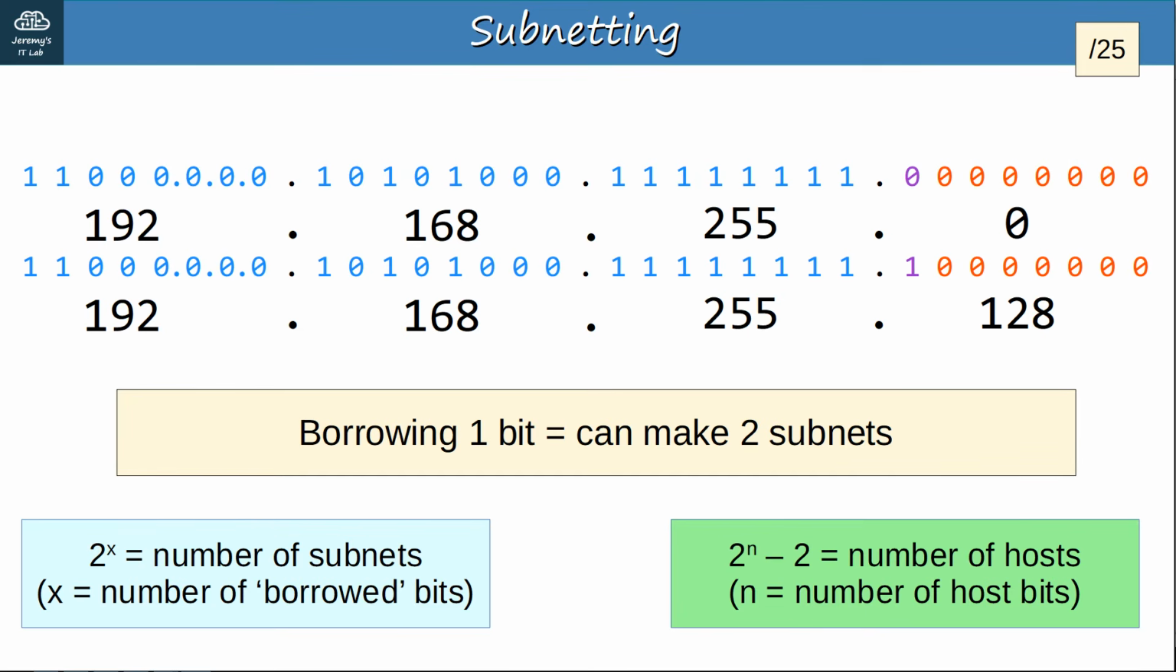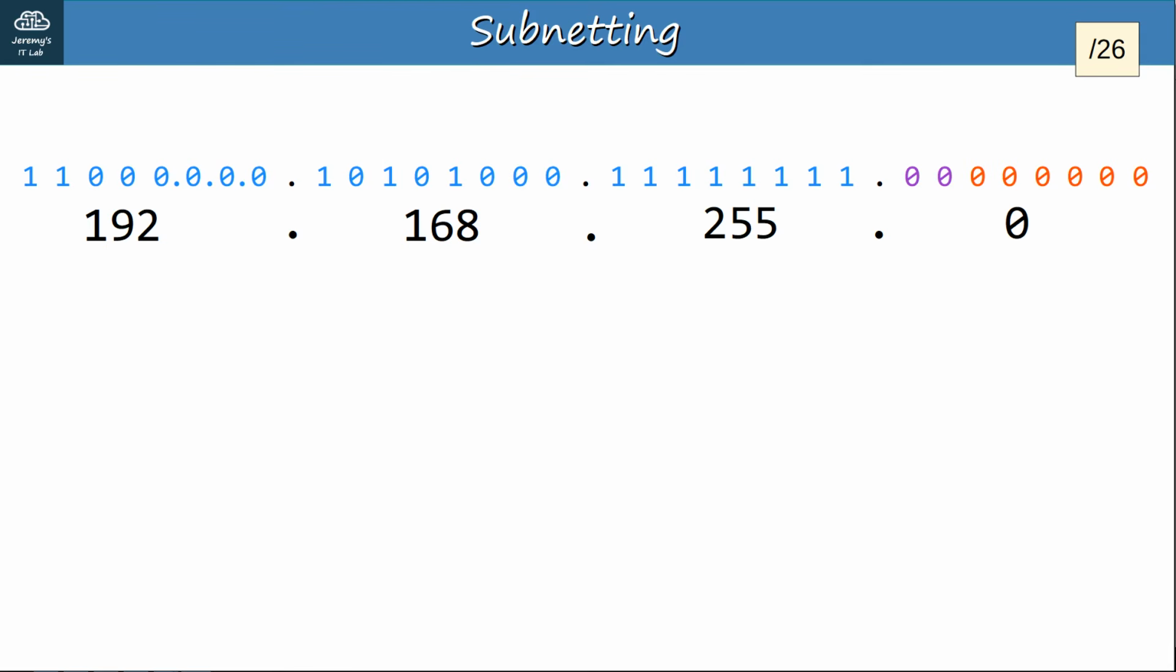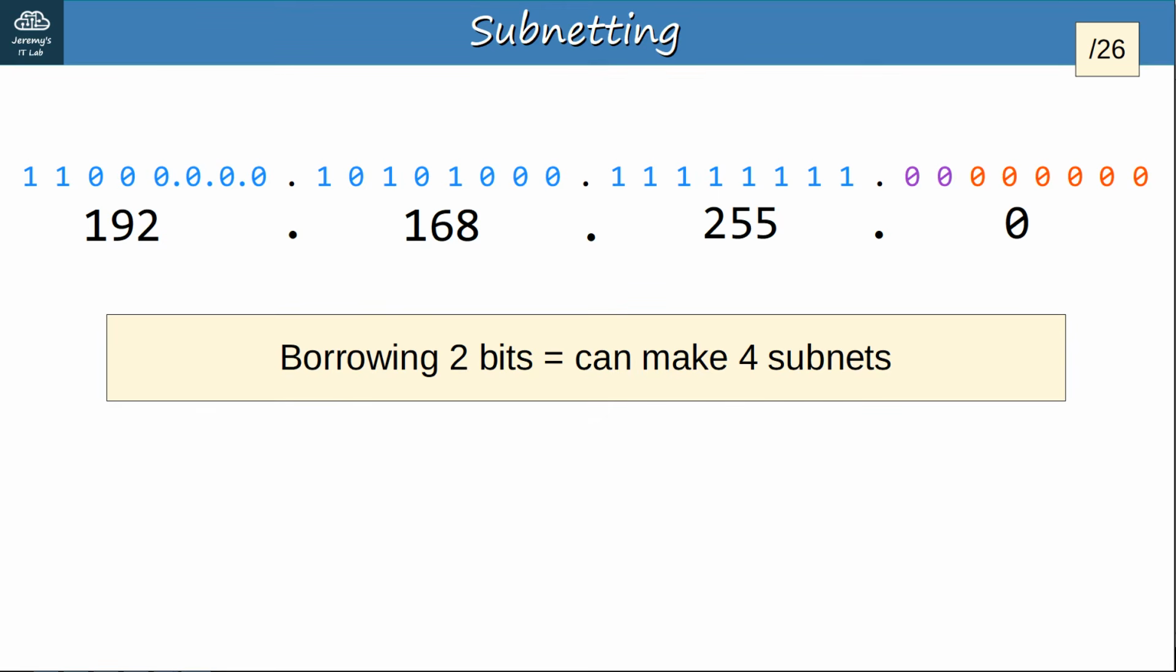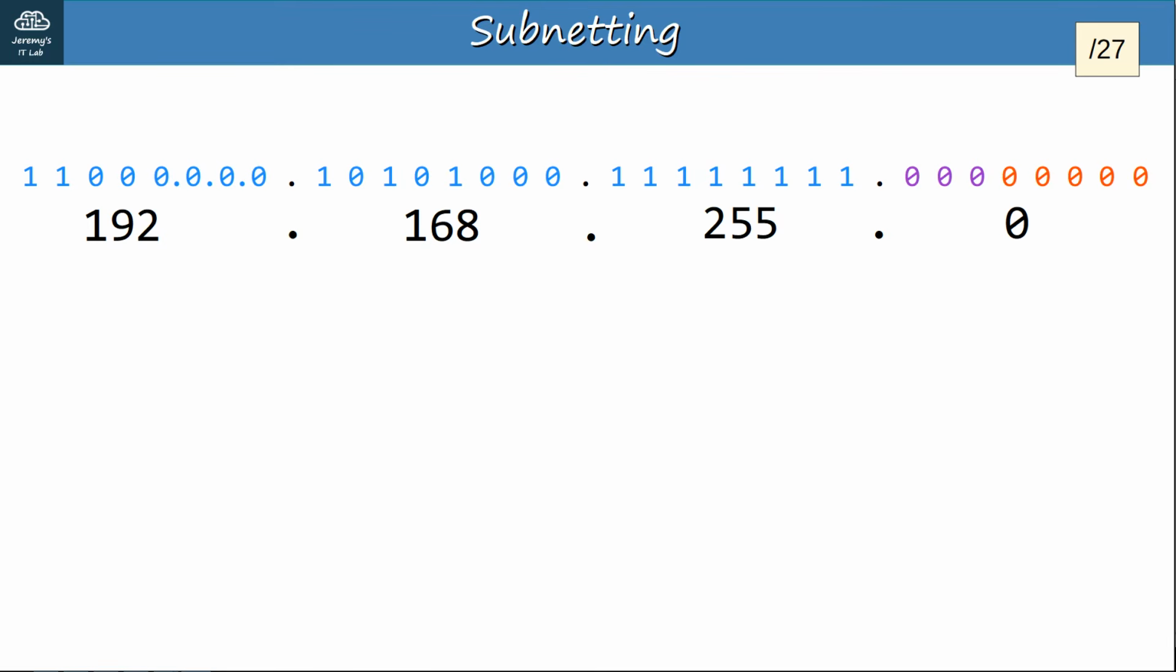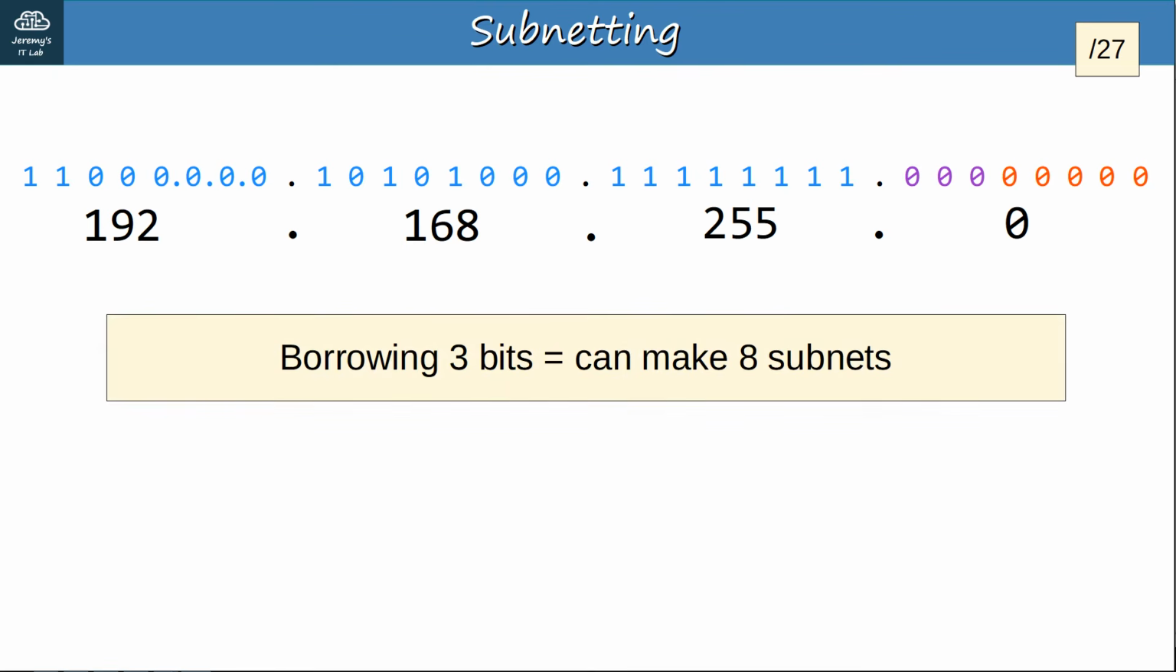Anyway, we need 5 subnets, so borrowing 1 bit isn't enough. What if we borrow 2 bits like this? Well, 2 to the power of 2 is 4, so borrowing 2 bits allows us to make 4 subnets. Still not enough, we need 5, so let's borrow another bit. If we borrow 3 bits, how many subnets can we make? 2 to the power of 3 is 8, so we can make 8 subnets.